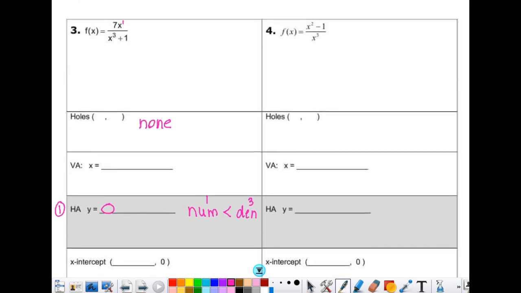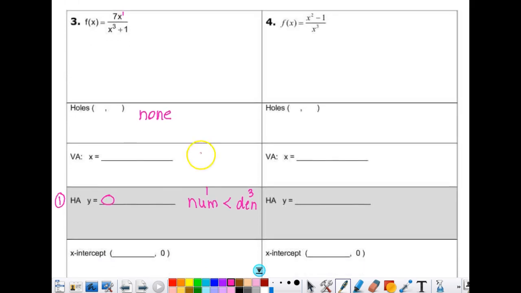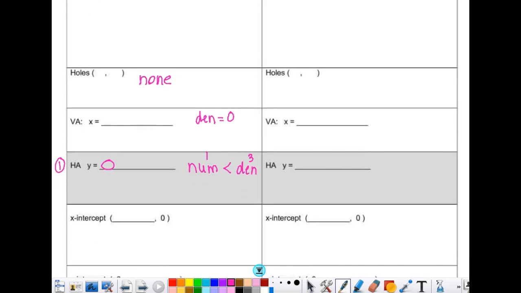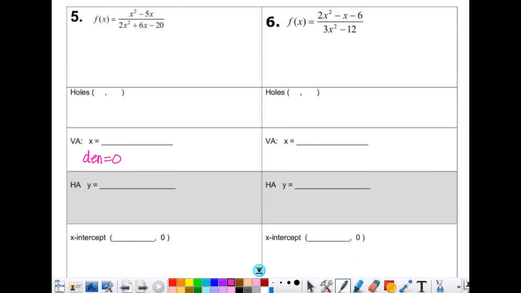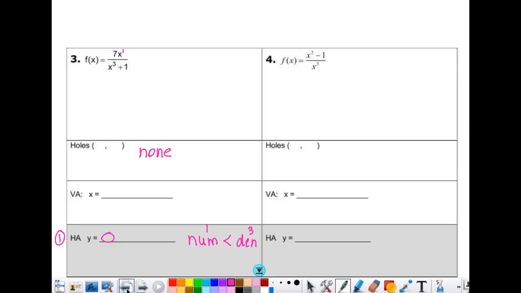Now we can back up and do the vertical asymptote. You set the denominator equal to 0, and this is one reason I picked this question. I probably wrote that in the wrong spot. You might want to put denominator equals 0 right here because we need this little workspace. Okay, here we go. We're going to put denominator equals 0.